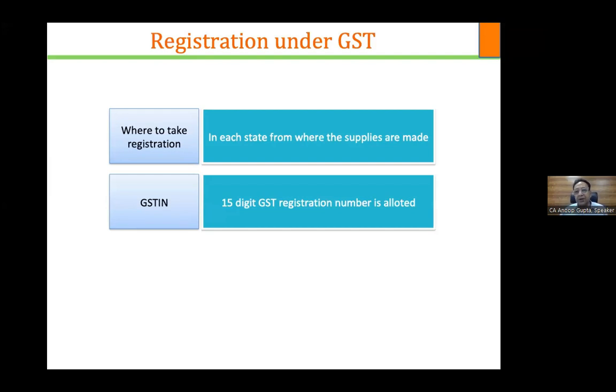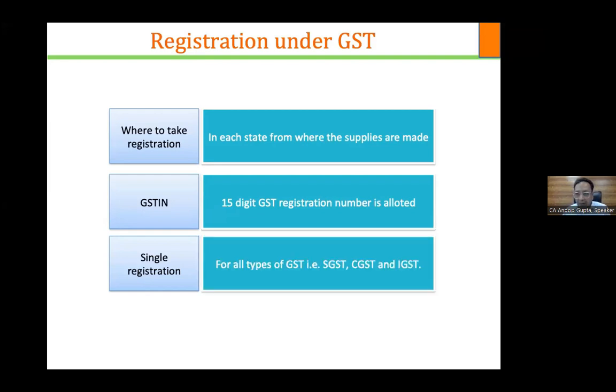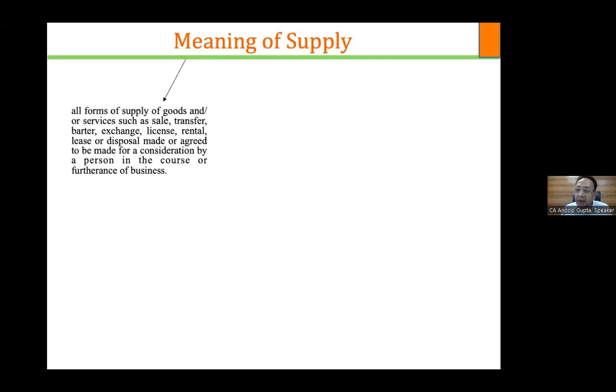What is GSTIN? GSTIN is the GST registration number or GST identification number, to be more precise. It is a 15-digit GST registration number which is allotted by the authorities when I apply for it. I have already told you that in case of SGST, CGST and IGST, I have to take a single registration in one state. I can take multiple registrations in one state also if I want to, but one registration is enough. But if my business is such that I want more than one registration, then I can take multiple registrations in one state also.